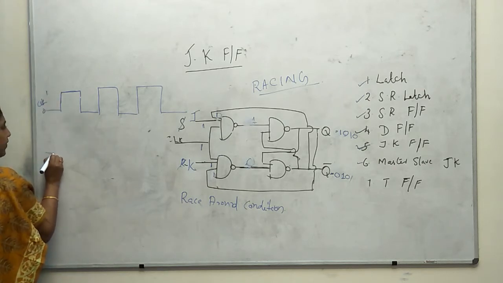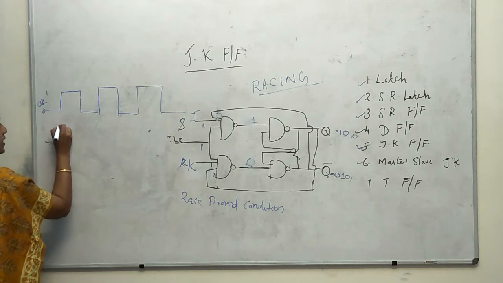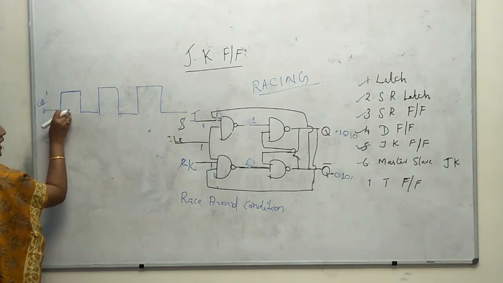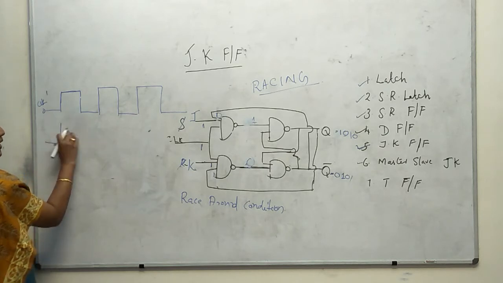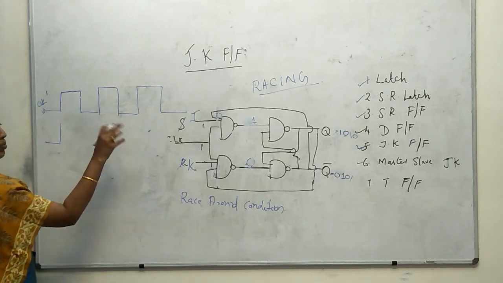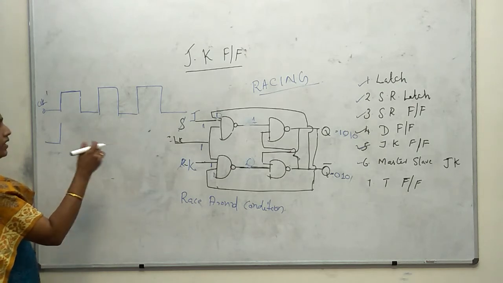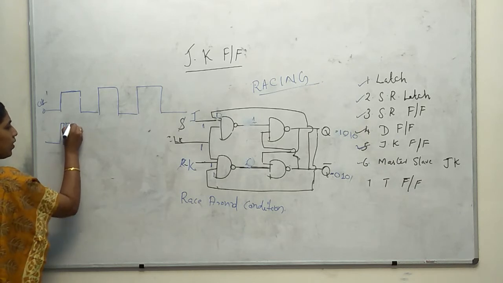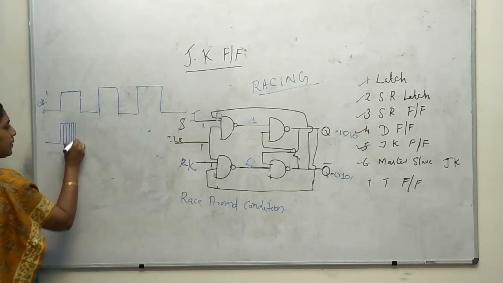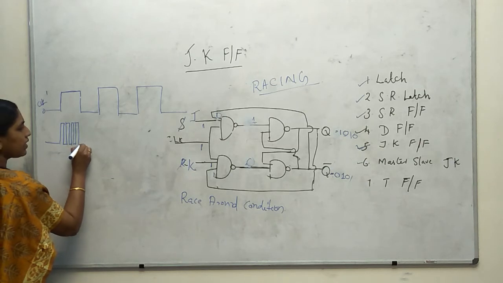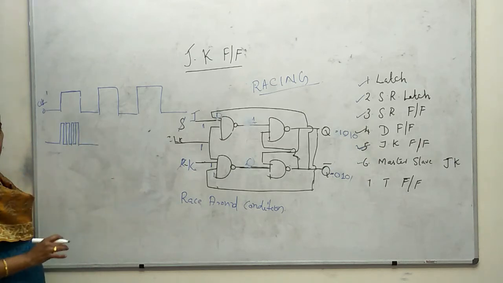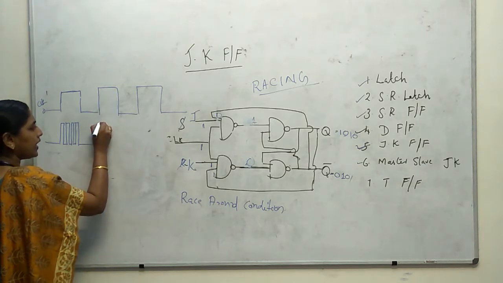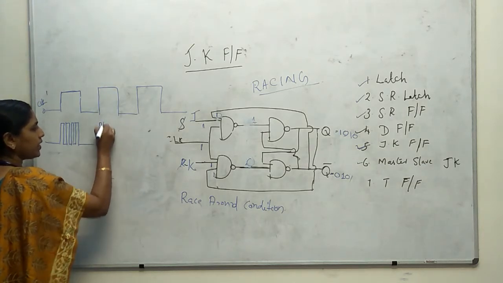And here, when the clock is high, what will happen in the case of JK flip-flop? As long as the clock is high, this particular output will toggle. So it may toggle a number of times, going from 0 to high like that. When clock becomes 0, again it will go to the previous state. Then again when the clock becomes high, it will start toggling.